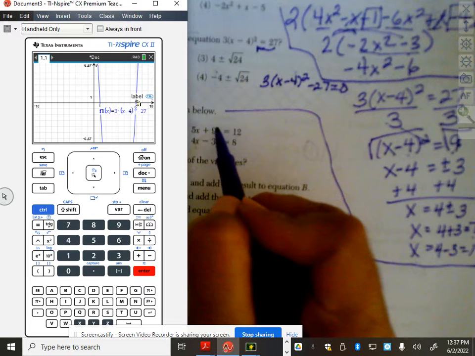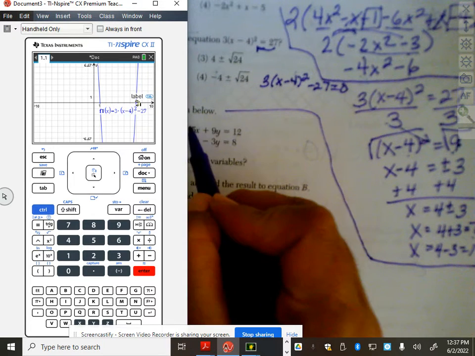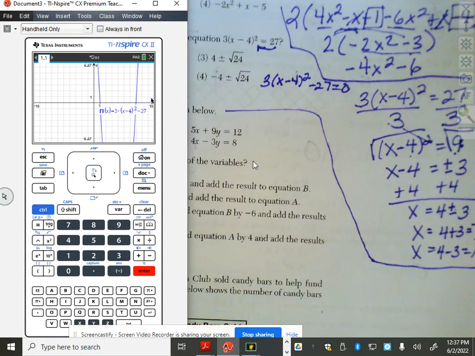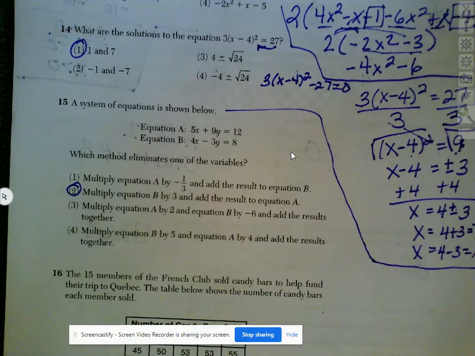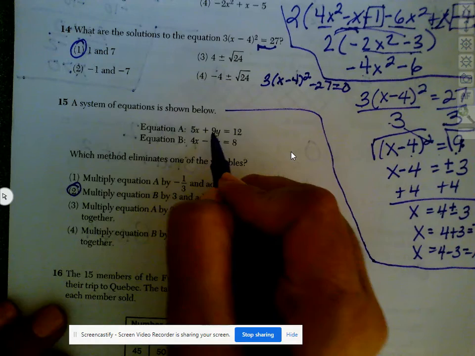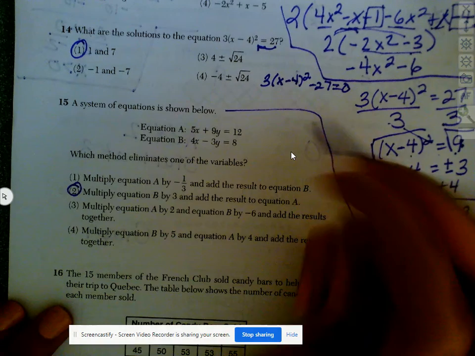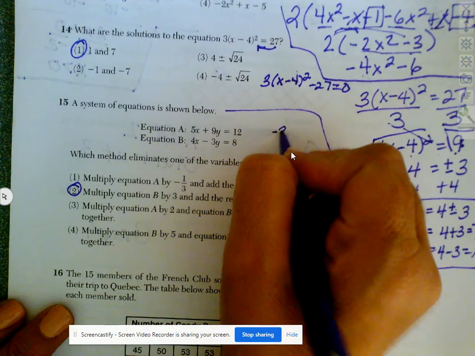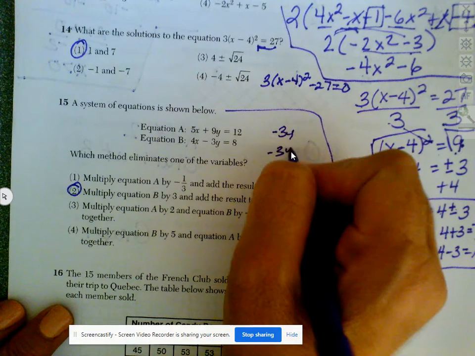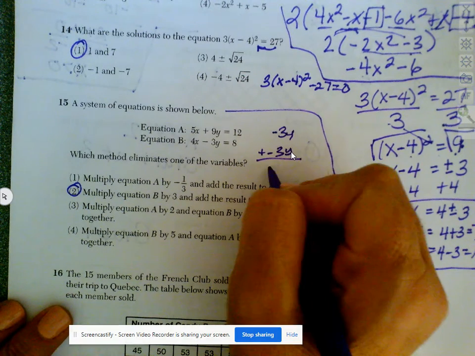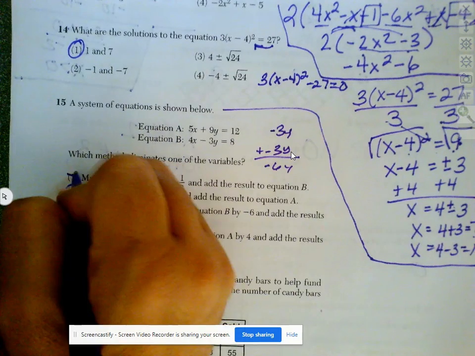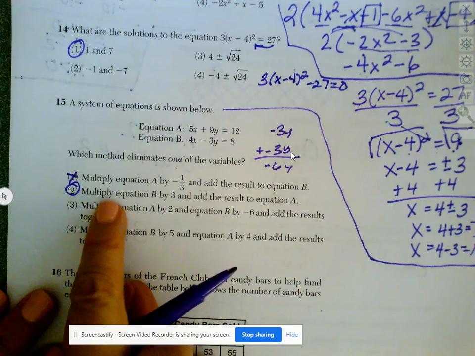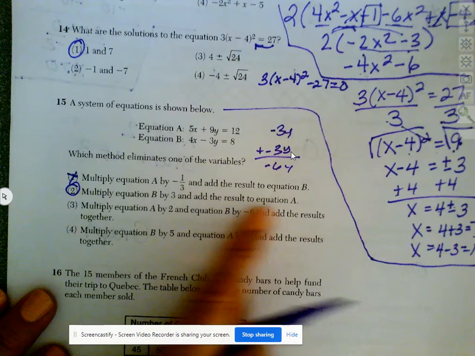So if I multiplied 9 or 5 by negative 1/3, that's not going to eliminate my 4. If I multiply 9 by negative 1/3, I'm going to have negative 3y and a negative 3y. If I add them, I get negative 6y. So that doesn't work.